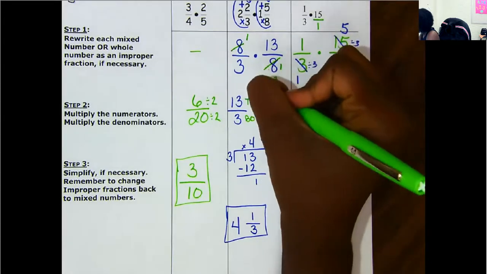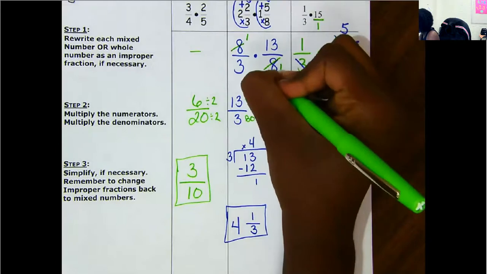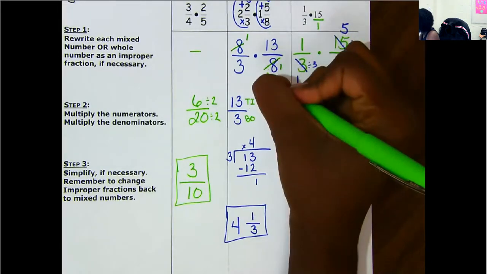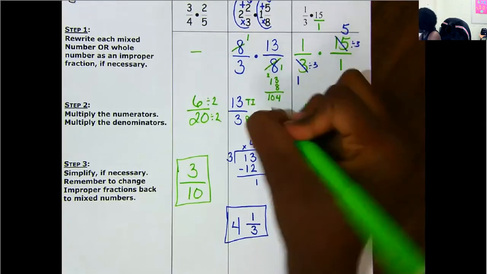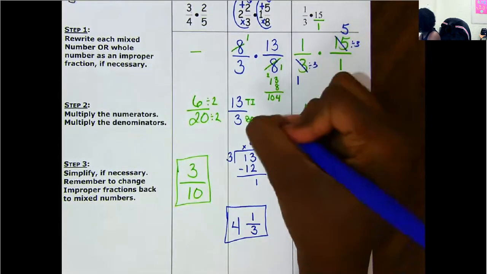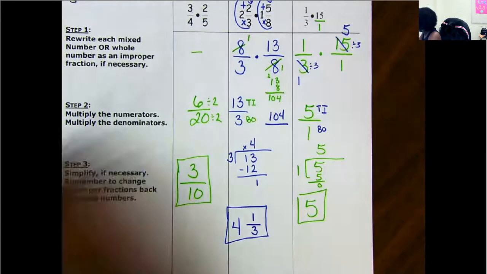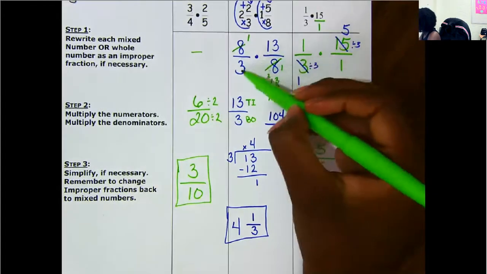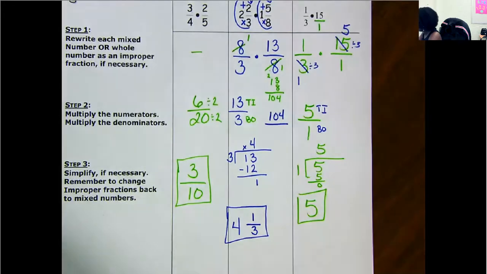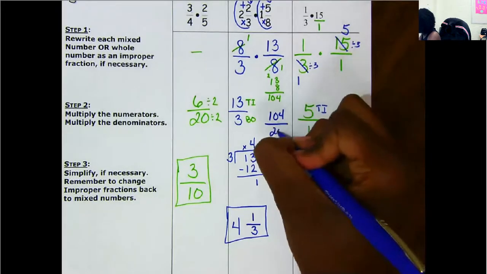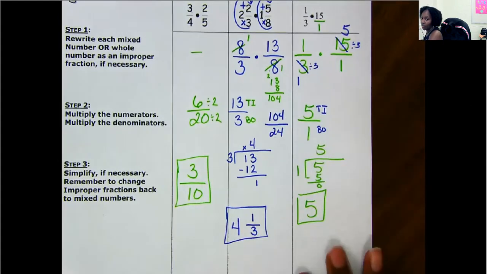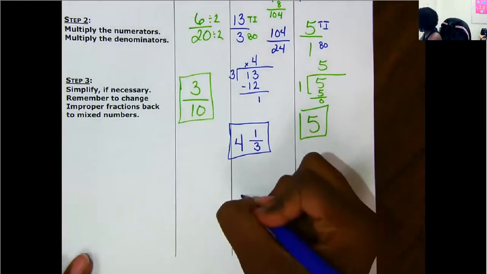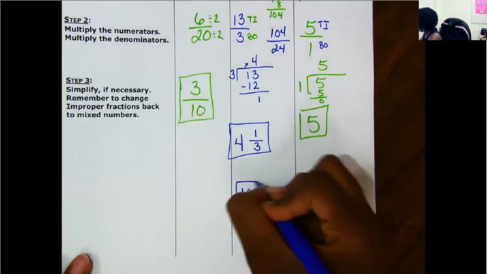8 times 3 is 24, carry the 2. 8 times 1 is 8, plus 2 is 10. So that would make our numerator 104 over. And then at the bottom, 8 times 3 is 24. So I would put 24 here. My fraction is still improper, so I will have to do tie bow. So top in, bottom out.